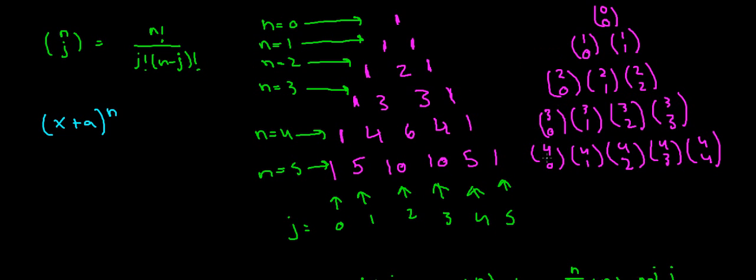If I evaluate 4, 0, I'm going to get 1. If I evaluate 4, 1, I'm going to get 4. 4, 2, I'm going to get 6. 4, 3, get 4. 4, 4, I'll get 1. So that is what it is in a nutshell.